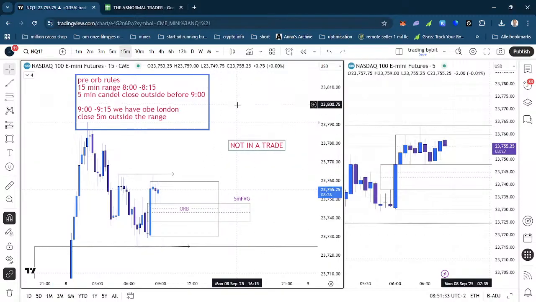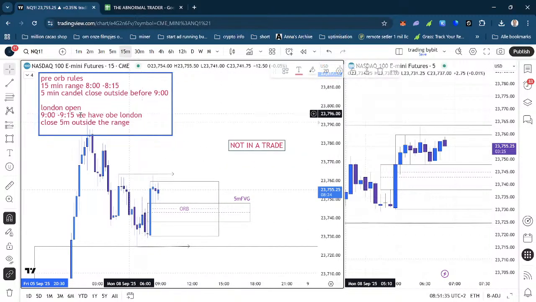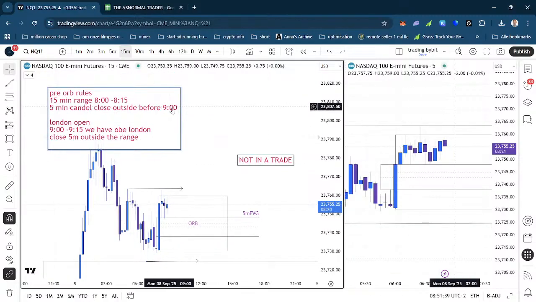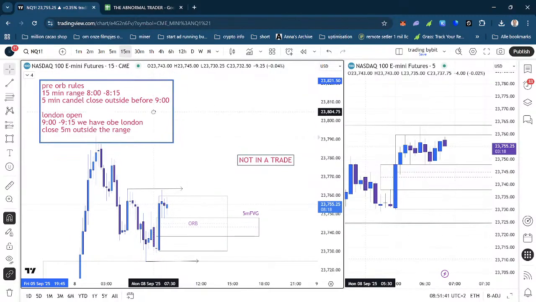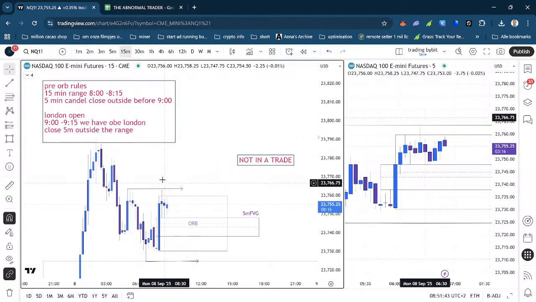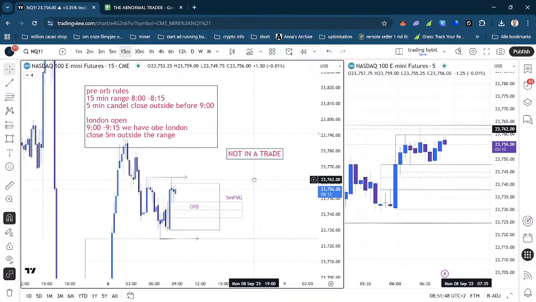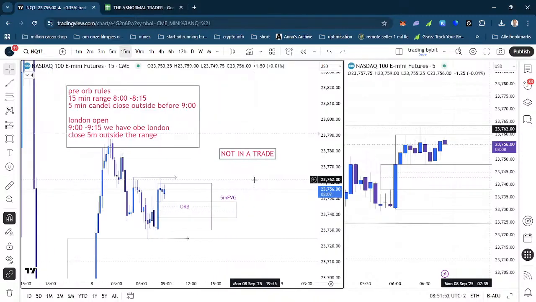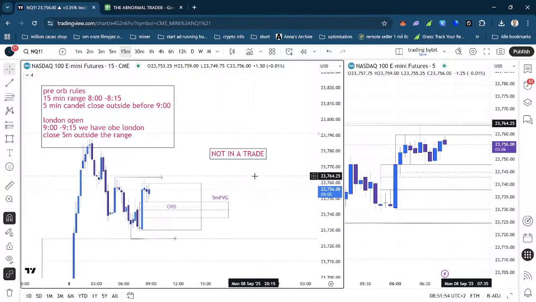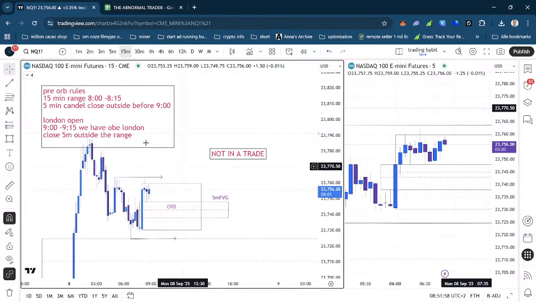So it depends if you actually want to trade London open too. If not, then your candle has to be open before 9, or has to close before 9. Otherwise, we're trading at the opening range of the other. And the market is just having patience at this point.